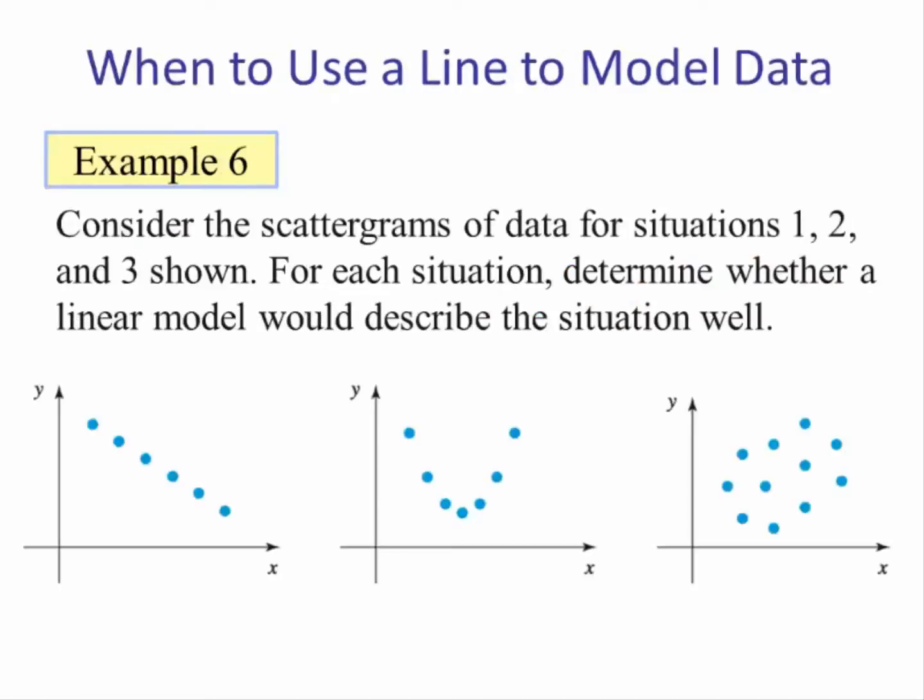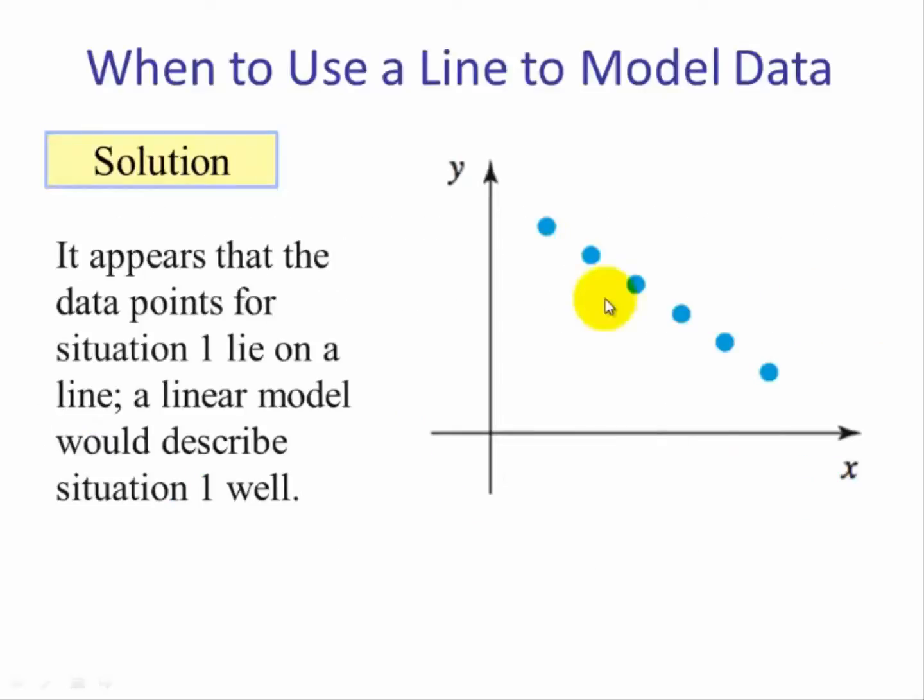Example 6. Consider the scattergrams for the data situations 1, 2, and 3 shown. For each situation, determine whether a linear model would describe the situation well. So we go to the first one. Clearly, a linear model would fit this situation well.